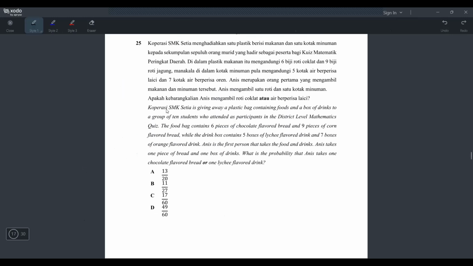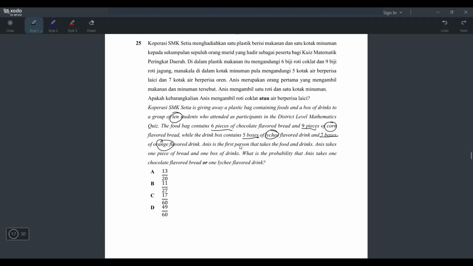Okay, 25. Koperasi SMK Setia is giving away a plastic bag containing food and a box of drinks to a group of 10 students who attended as participants in a district level mathematics quiz. The food bag contains 6 pieces of chocolate. Okay, so there's food bag, there's a drink bag. So food bag got 6 pieces of chocolate flavored, 9 pieces of corn flavored bread, while the drink box contains 5 boxes of lychee, 7 boxes of orange.